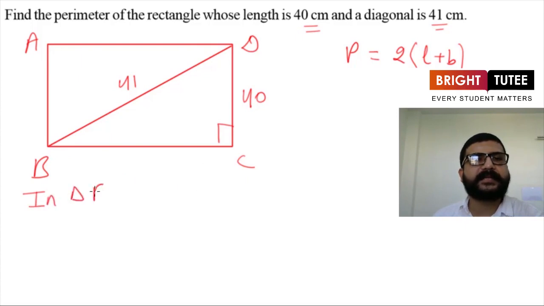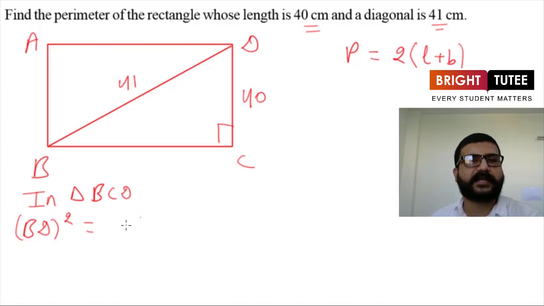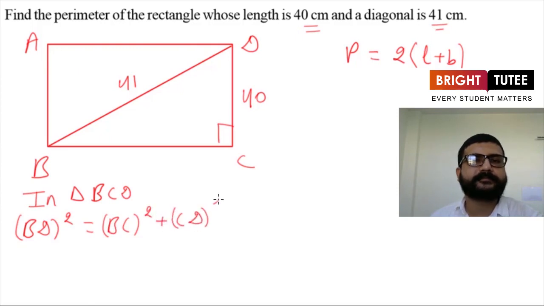So in triangle BCD, by using the Pythagoras theorem, we get hypotenuse square, that is BD square, is equal to the sum of the squares of the other two sides. That will be BC square plus CD square. Now BD is given as 41, so this will be 41 square is equal to BC square. We can write BC as breadth, which will be represented by B. So here it is B square plus CD square, which is 40 square.